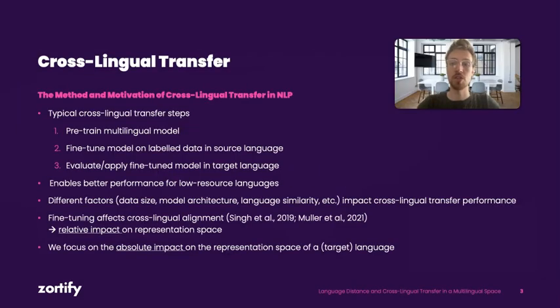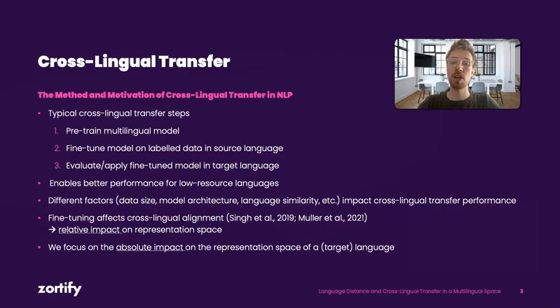Cross-lingual transfer is especially useful when it comes to improving the downstream task performance for low-resource languages, for which only limited or no labeled data at all is available. Typically, cross-lingual transfer involves three different steps, where the first one would be to pre-train a multilingual model, such as multilingual BERT or XLM-R, then to fine-tune this model on labeled data in a source language, which is usually a high-resource language, and then to evaluate it on a target language, which is most commonly a low-resource language. This can be done in a zero or few-shot setting.